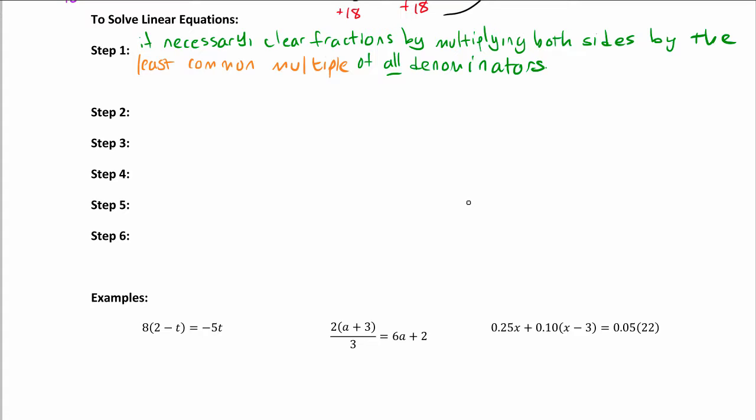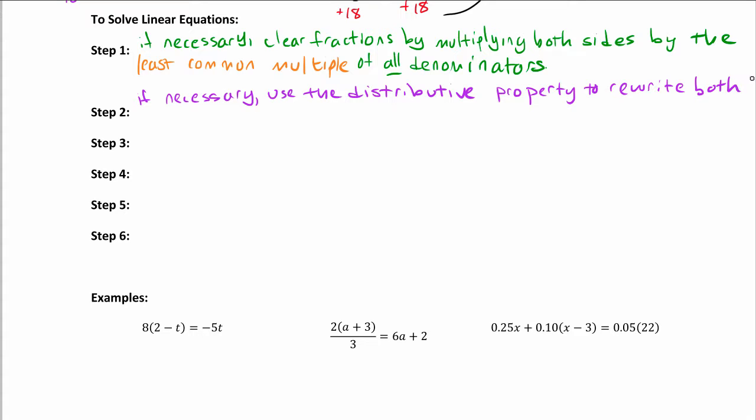And a lot of problems don't have fractions, so then you just don't have to do that step, and that's what the "if necessary" is about. Next, if necessary, again, maybe this won't even happen, use the distributive property to rewrite both sides of the equation without parentheses.